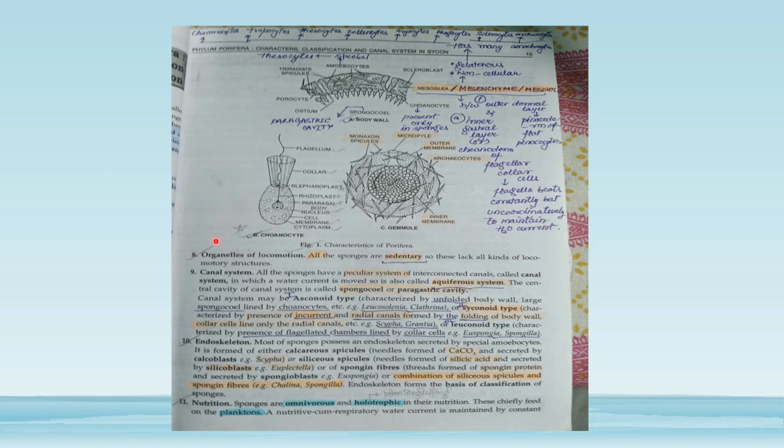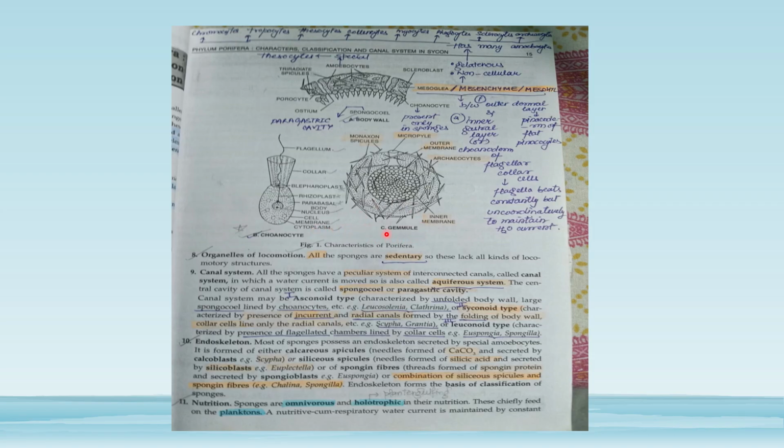So this is the diagram of the choanocyte. This is the flagellum. Okay. Next one is the collar, blepharoplast, rhizoplast. This is the parabasal body. Parabasal means it is situated at the bottom. This is the nucleus, membrane, cytoplasm.